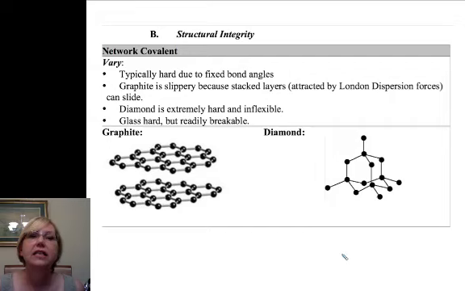Okay, so that is conductivity. We will end that for now and come back to structural integrity in our next video.